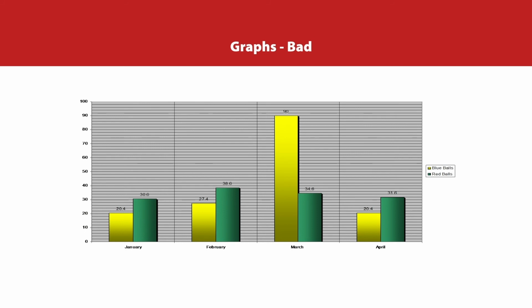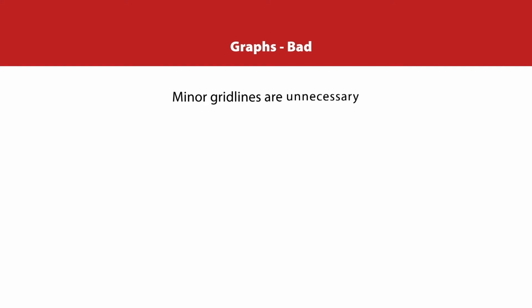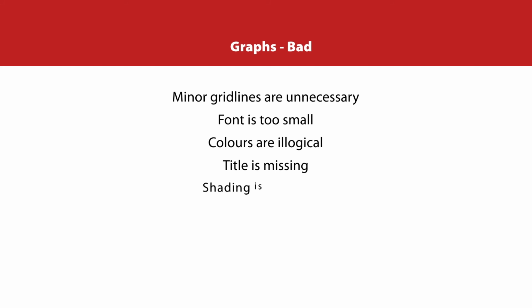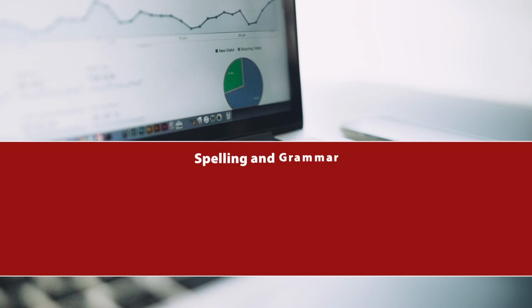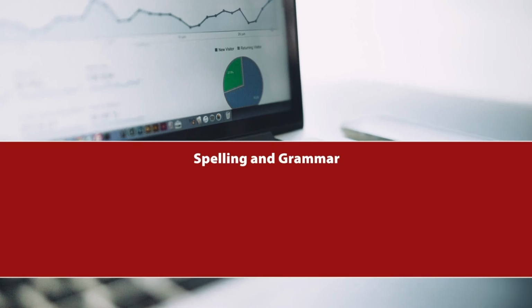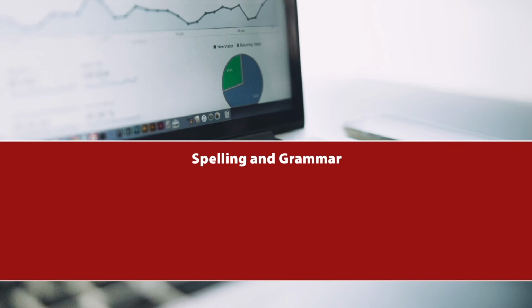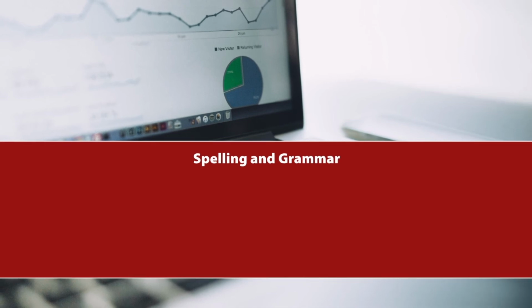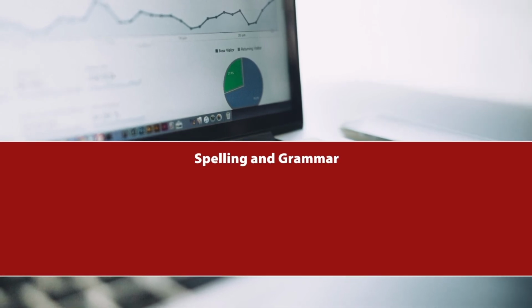So the bad graphs ignore minor guidelines, the font is too small, colors are illogical, the title is missing, and shading is distracting. When you're talking about graphs, I think the shading needs to be avoided. Spelling and grammar are very important, and if you put in wrong spelling or wrong grammar, I think somewhere the issue comes, and this somewhat deteriorates the performance of the presenters.